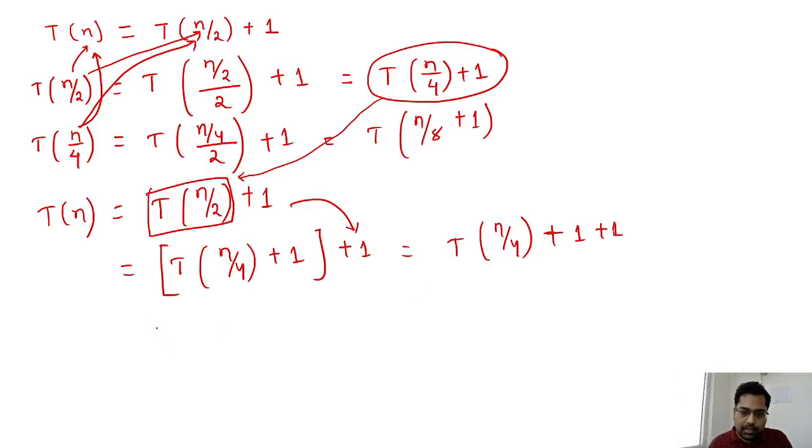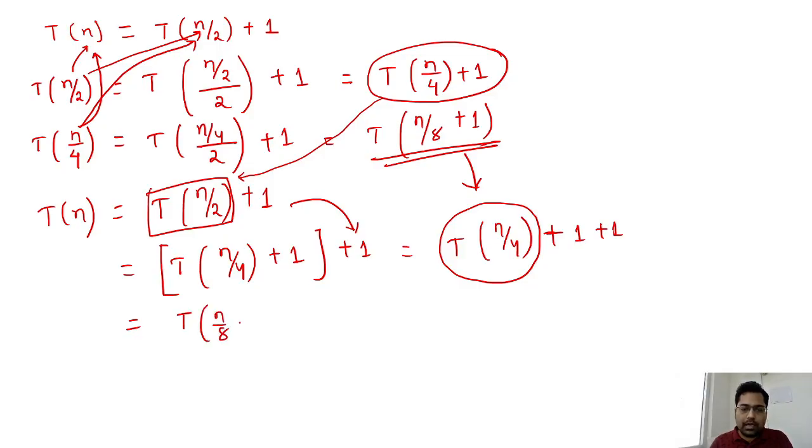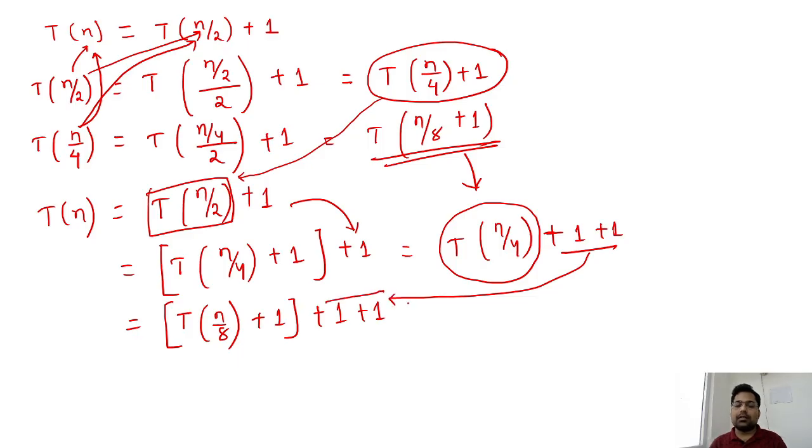Next, to know the value we have already found, which is this much, you apply it directly there: T of n by 8 plus 1, and as usual 1 is common, which we do not touch. Clear? Now you need to expand again. T of n by 8 plus 1 plus 1 plus 1. Okay, 3 times we are running for 3 times.